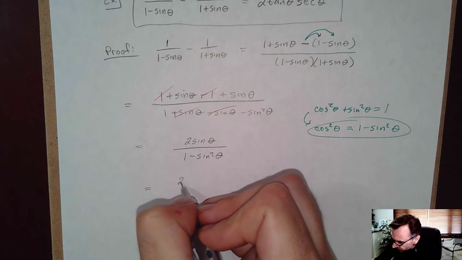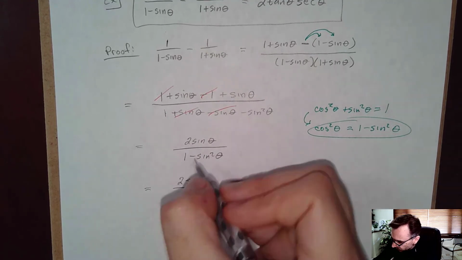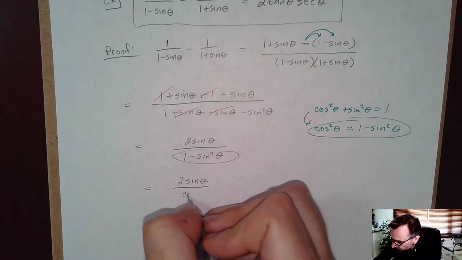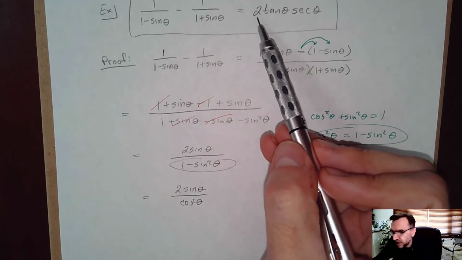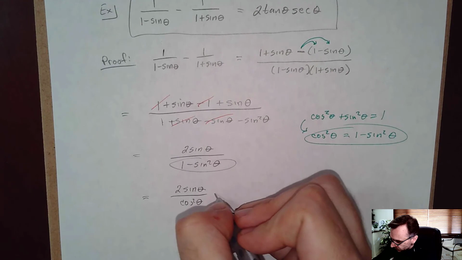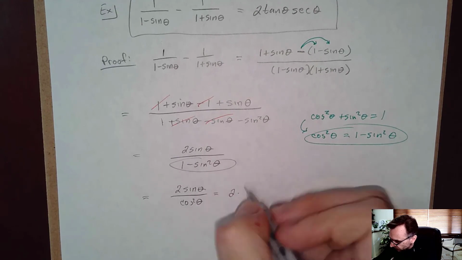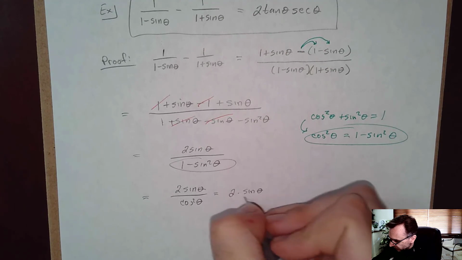All right, and so I can make that substitution. And I'll have 2 sine theta over, right? This is going to get replaced with cosine squared. Okay, now we're getting closer. So we're trying to get to 2 tangent secant. So what I'm going to do is just break this up. We have a 2 in the front, right? We have a couple cosines on the bottom. So that's the same as sine theta over cosine.